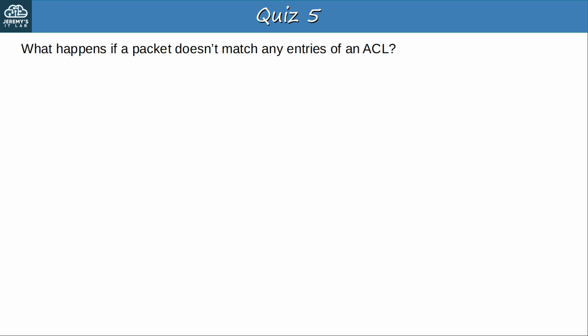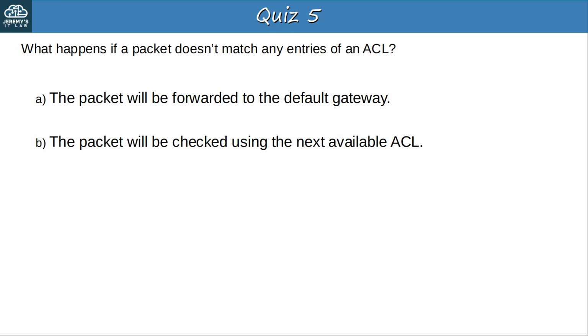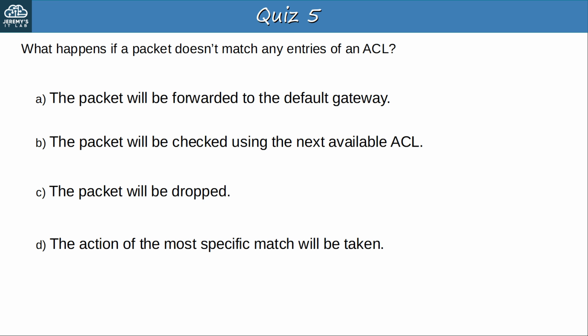What happens if a packet doesn't match any entries of an ACL? A. The packet will be forwarded to the default gateway. B. The packet will be checked using the next available ACL. C. The packet will be dropped. Or D. The action of the most specific match will be taken. Pause the video to think about your answer.